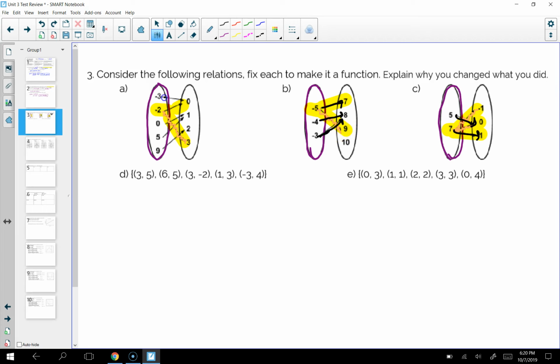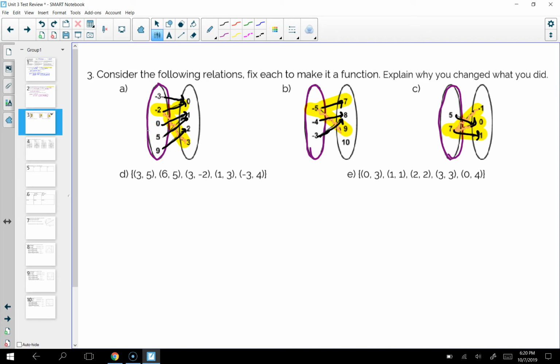And then part A, we made it so -3 goes to 0. -2 goes to 0. That's okay. 0 goes to 1. 5 goes to 1. And then 9 goes to 2. As long as nothing in the first oval is being repeated, we are good to go.